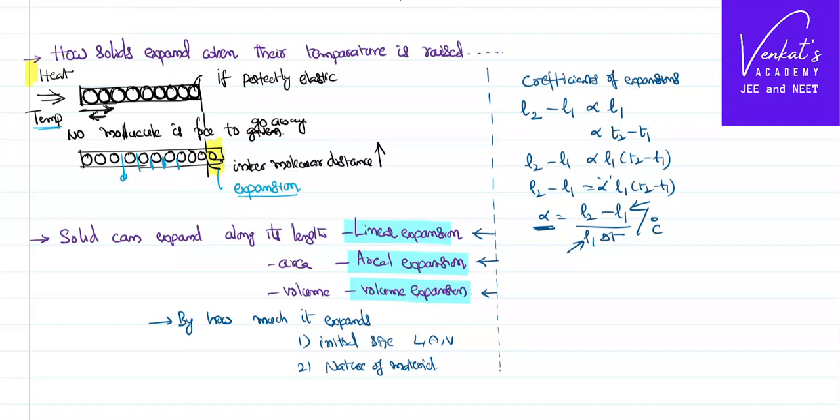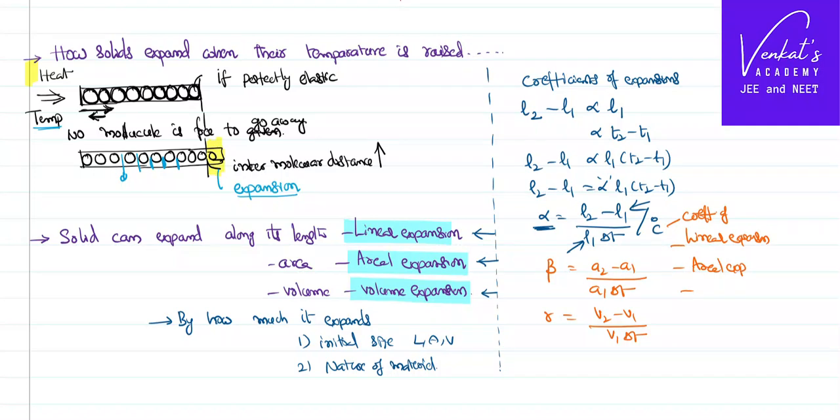Similarly, we can define beta to measure expansion along its area, (A2 minus A1) by A1 times delta T, and gamma to measure the expansion along its volume. This alpha is called the coefficient of linear expansion. Beta is called the coefficient of areal expansion. Gamma is called the coefficient of volume expansion.